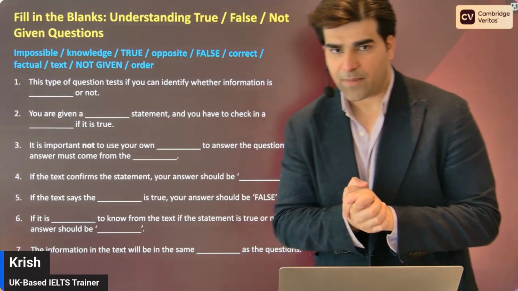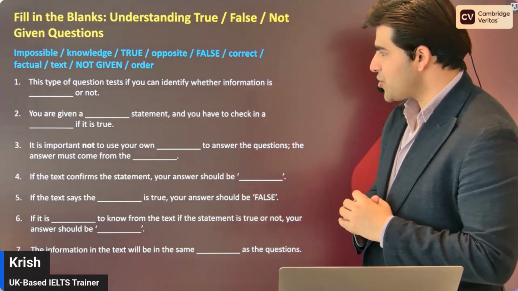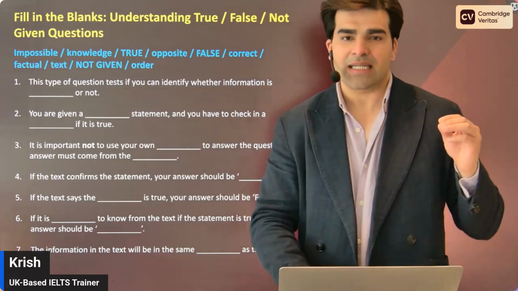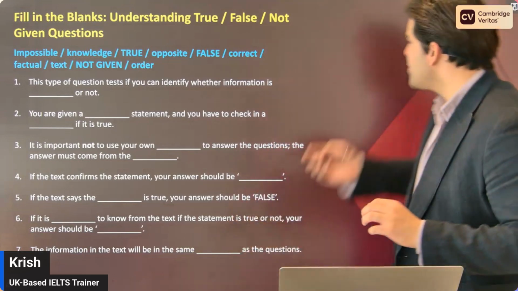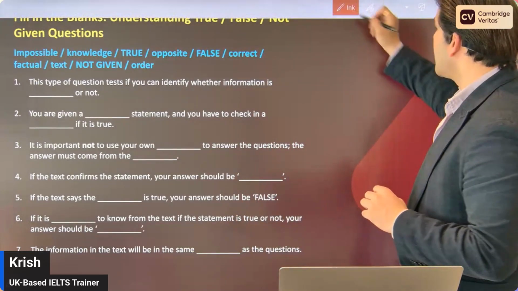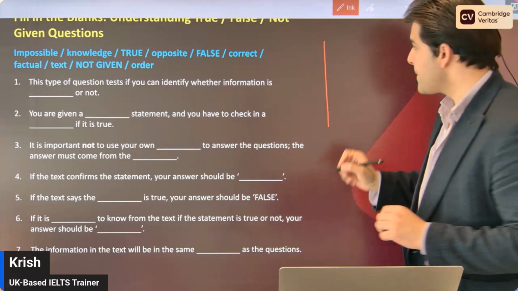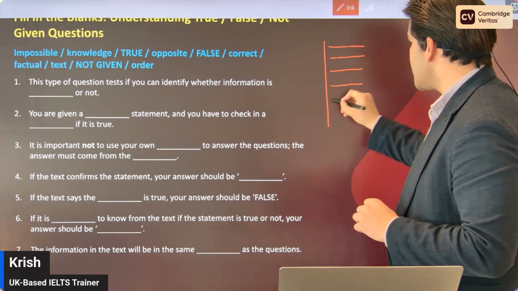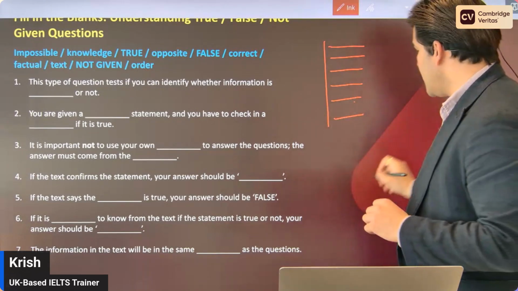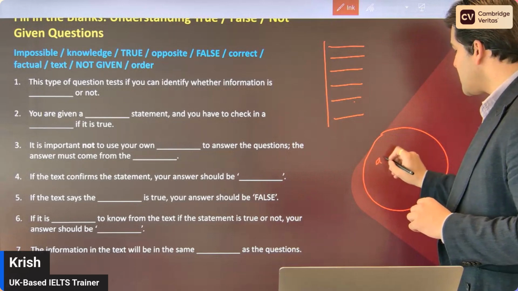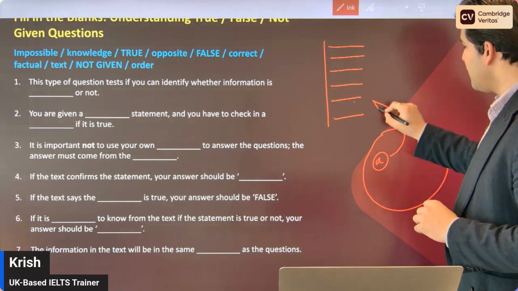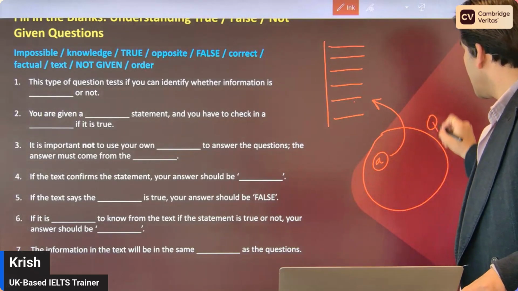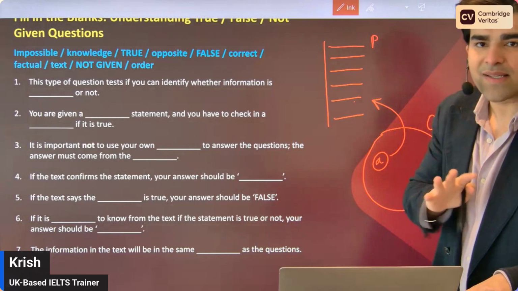Let's read number 1 together. This type of question tests if you can identify whether the information is dash or not. So imagine this, that this is your passage, okay? And in the passage, there are paragraphs here, and the information is present here in the passage, all right? And then this is your question. In the question, there's this random sentence. You have to find if this information is present or not. So you have to match the information in the question with the information in the passage. This is what you have to do.